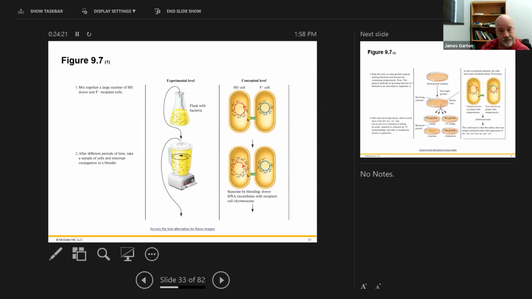And so basically, mix the two types of bacteria together. You allowed the conjugation to happen. But every now and then you would take your mixture of bacteria and put them in a blender, turn on the blender, and the idea was that would separate the two cells, and conjugation would stop.